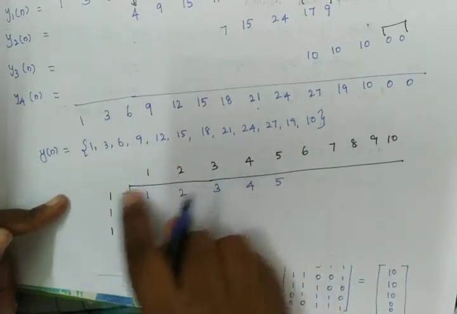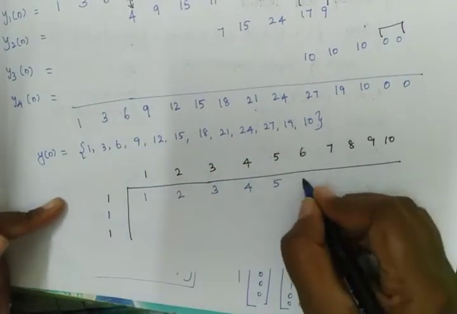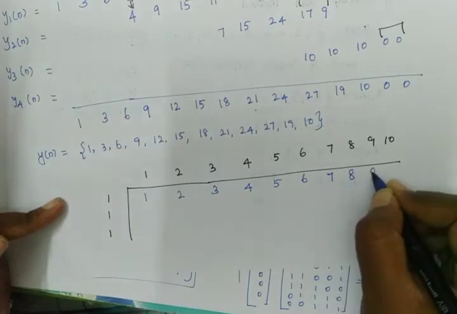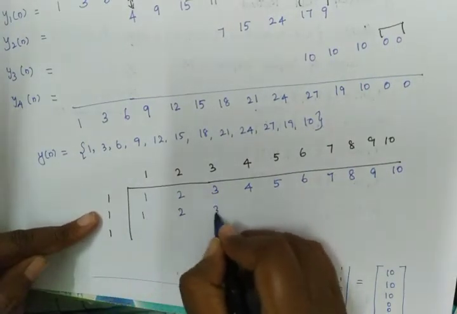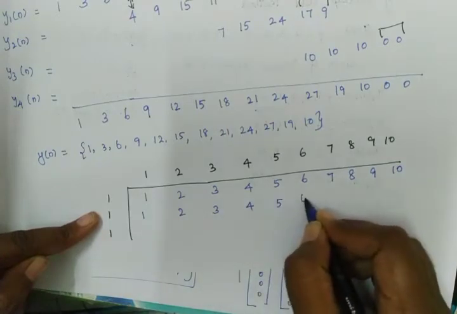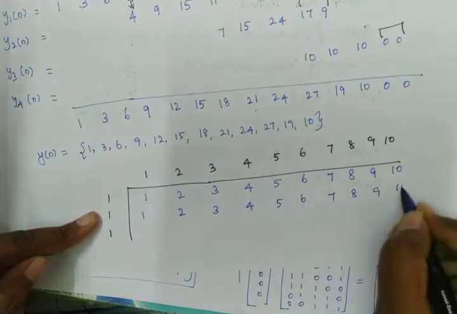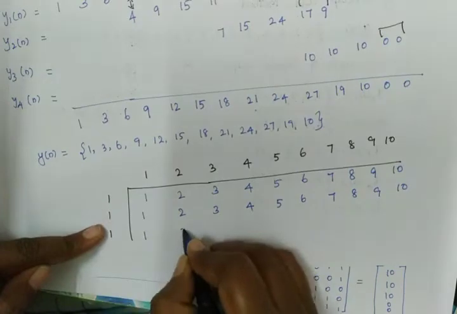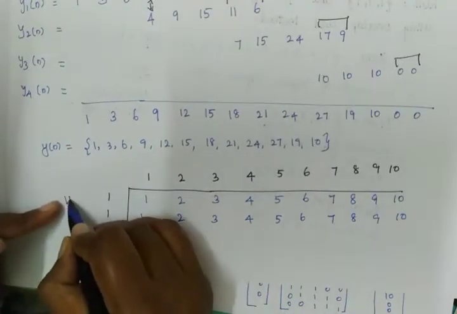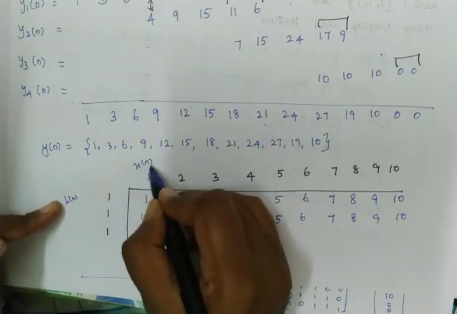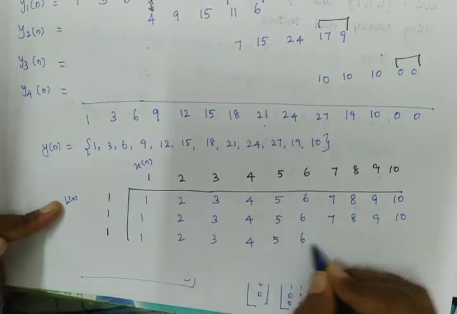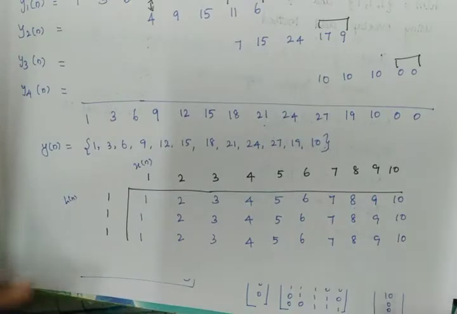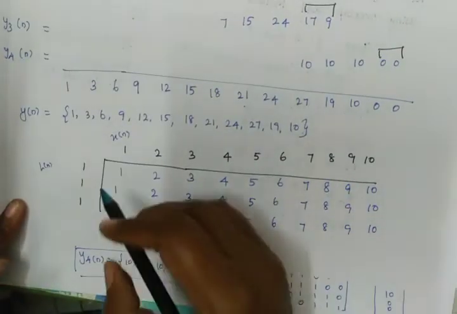1 1s are 1, 1 2s are 2, 1 3s are 3, 1 4, 1 5, 1 6, 1 7, 1 8, 1 9, 1 10. Likewise, we have to multiply this: 1, 2, 3, 4, 5, 6, 7, 8, 9, 10. Again, multiply this by 1, 2 because this is our h of n and this is our x of n. So we are going to multiply this by 3, 4, 5, 6, 7, 8, 9, 10. After multiplying this, what we have to do is just cut this diagonally.